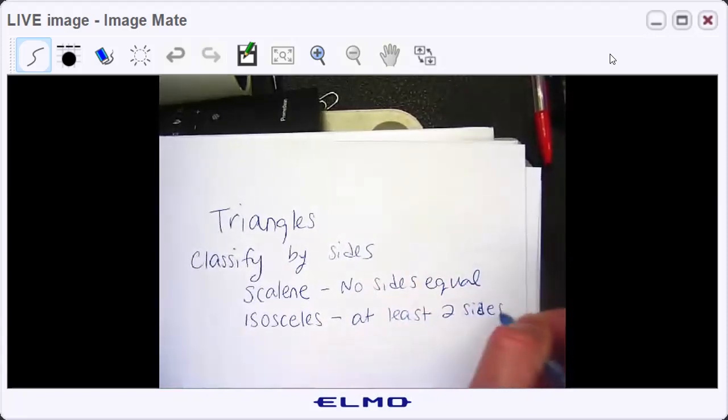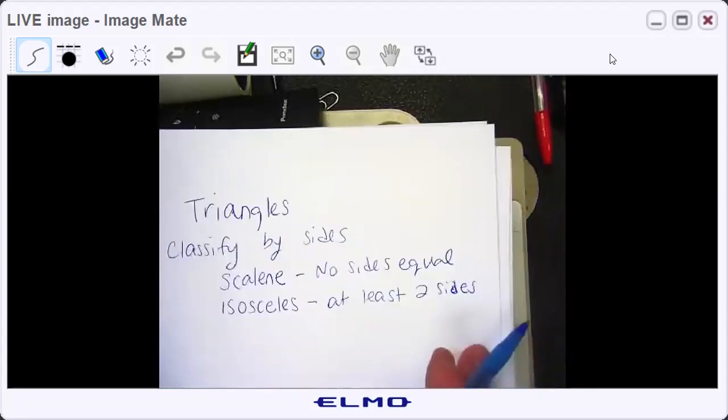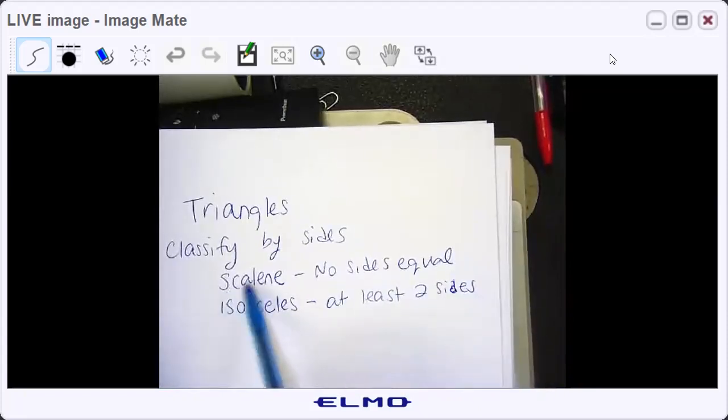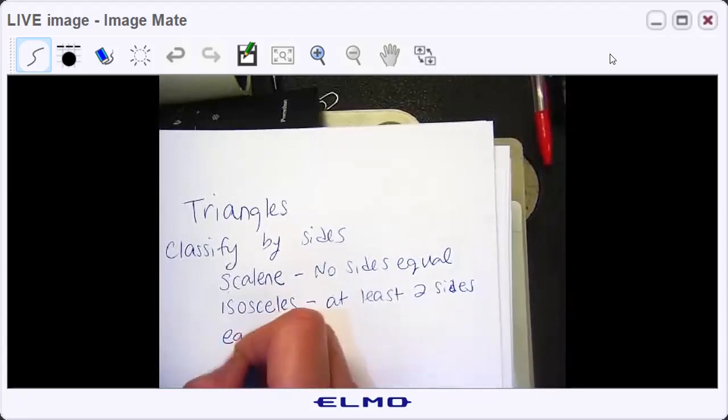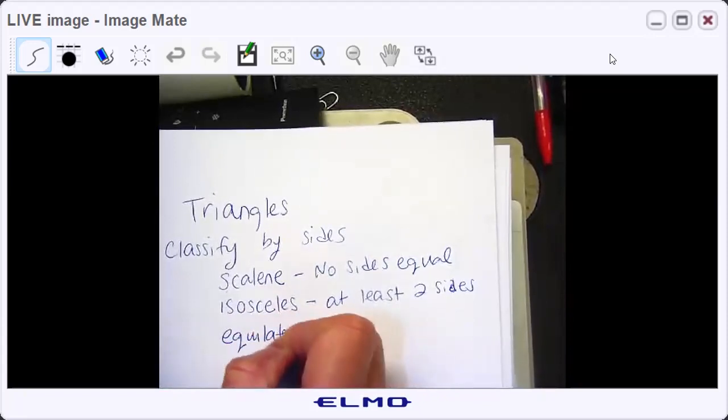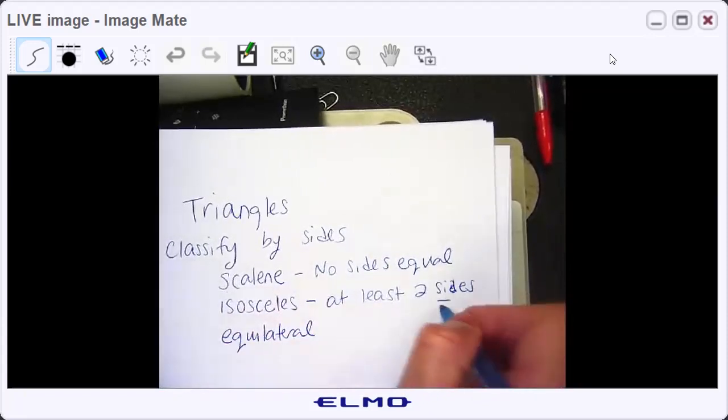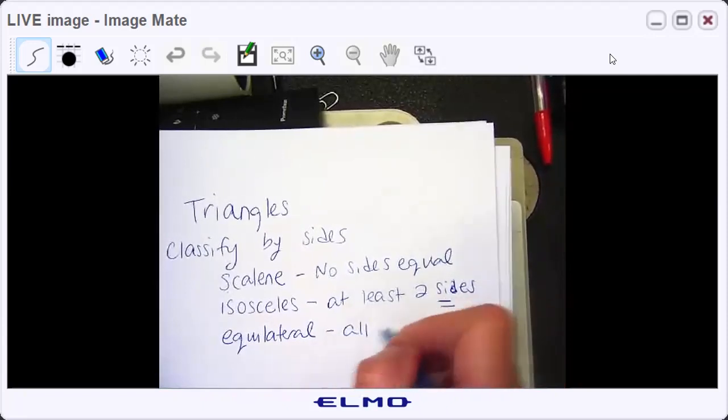And I'll show you in a minute, if you have two sides equal, you're also going to have two angles equal. By the same thinking, scalene is not going to have any angles equal. And then the other one we have is our equilateral, and that is all three sides equal.